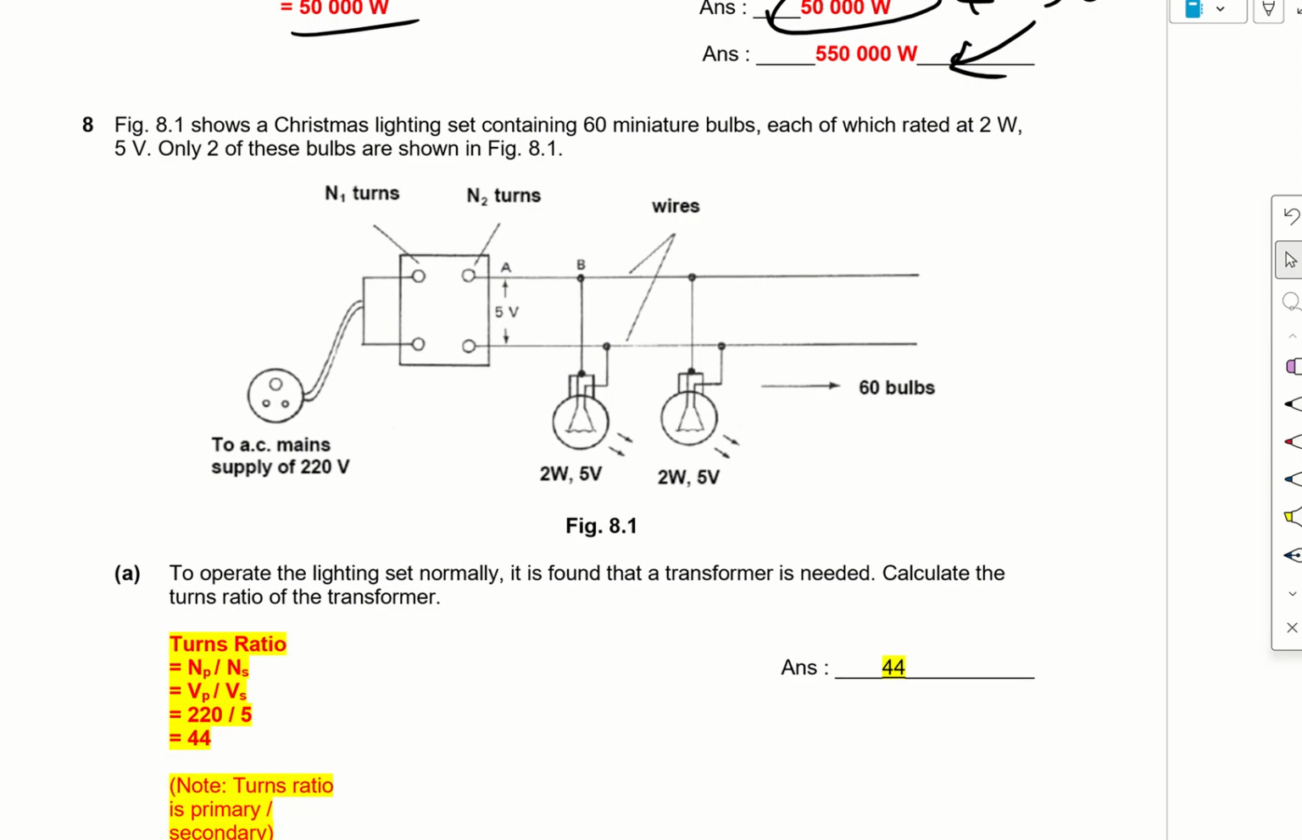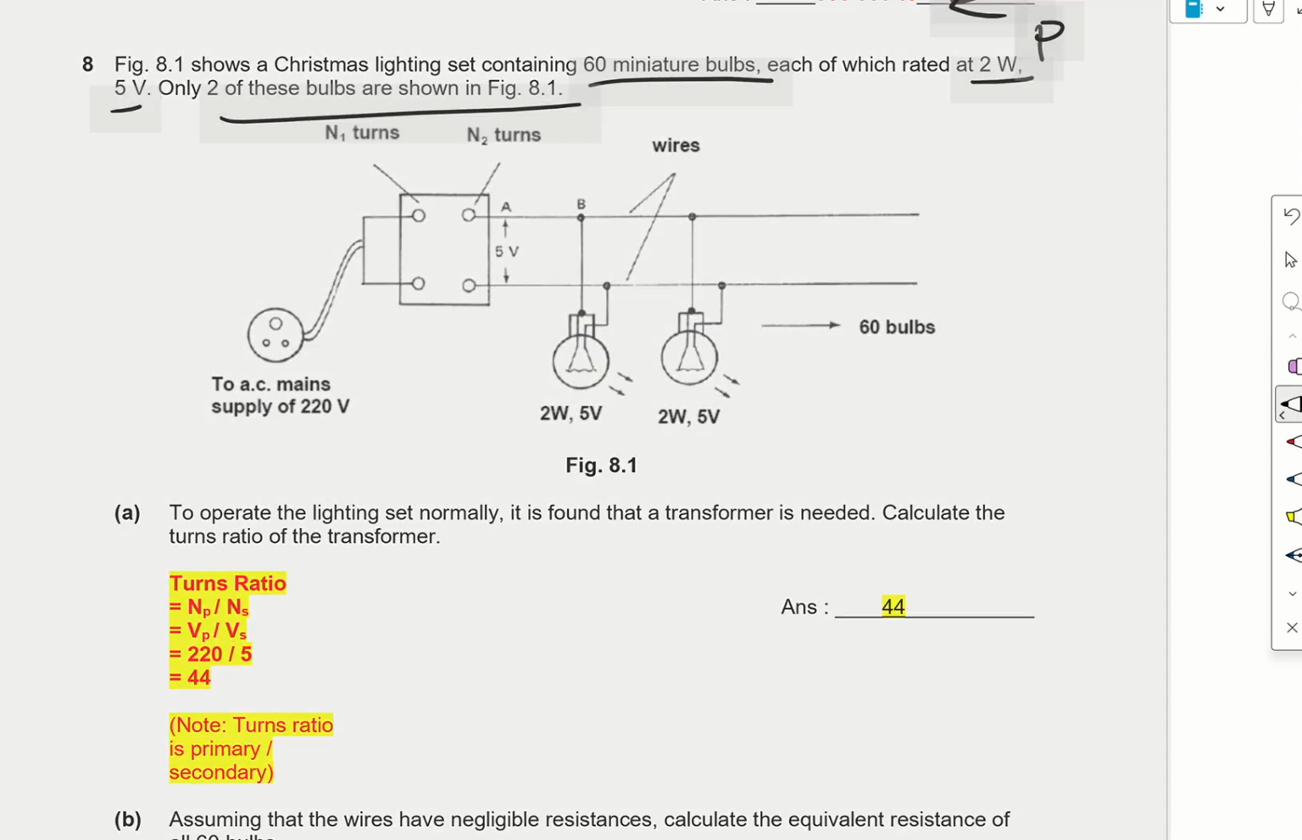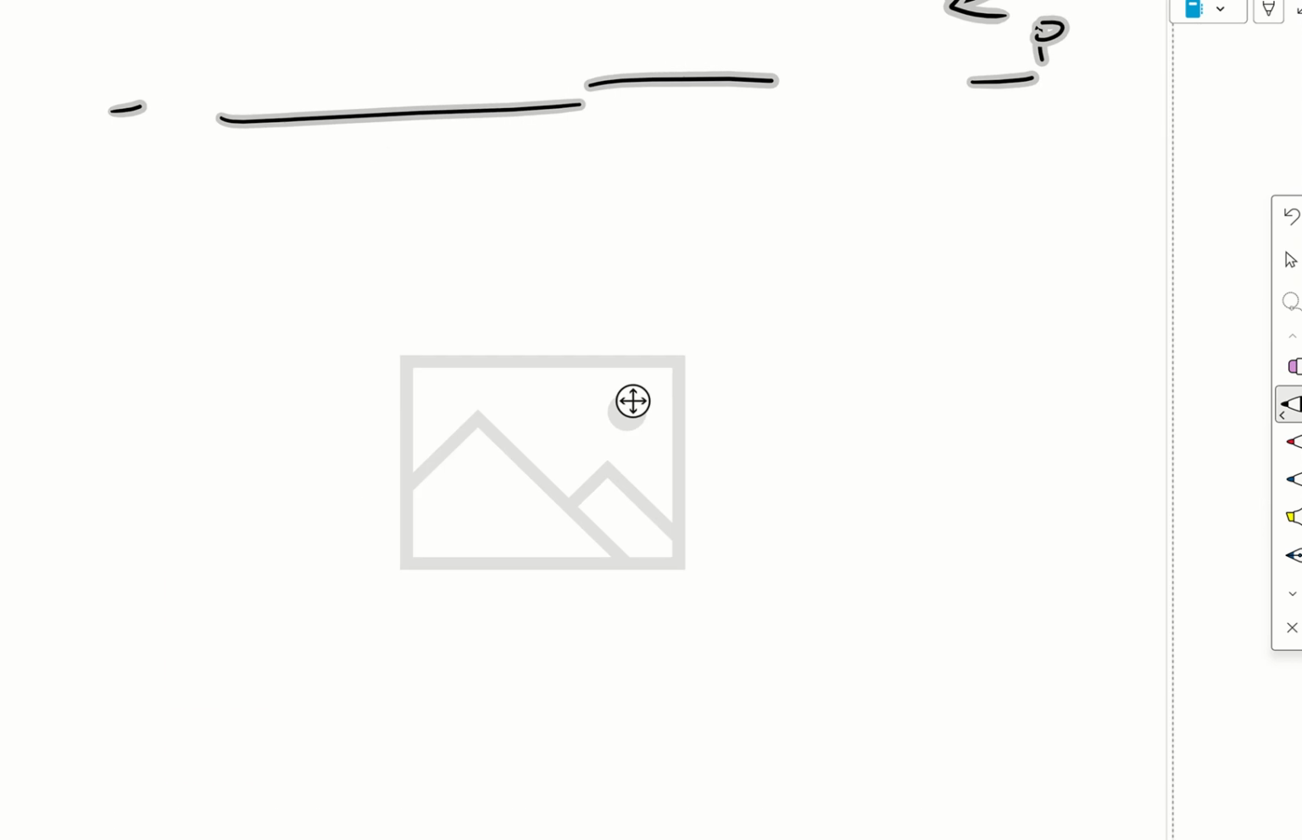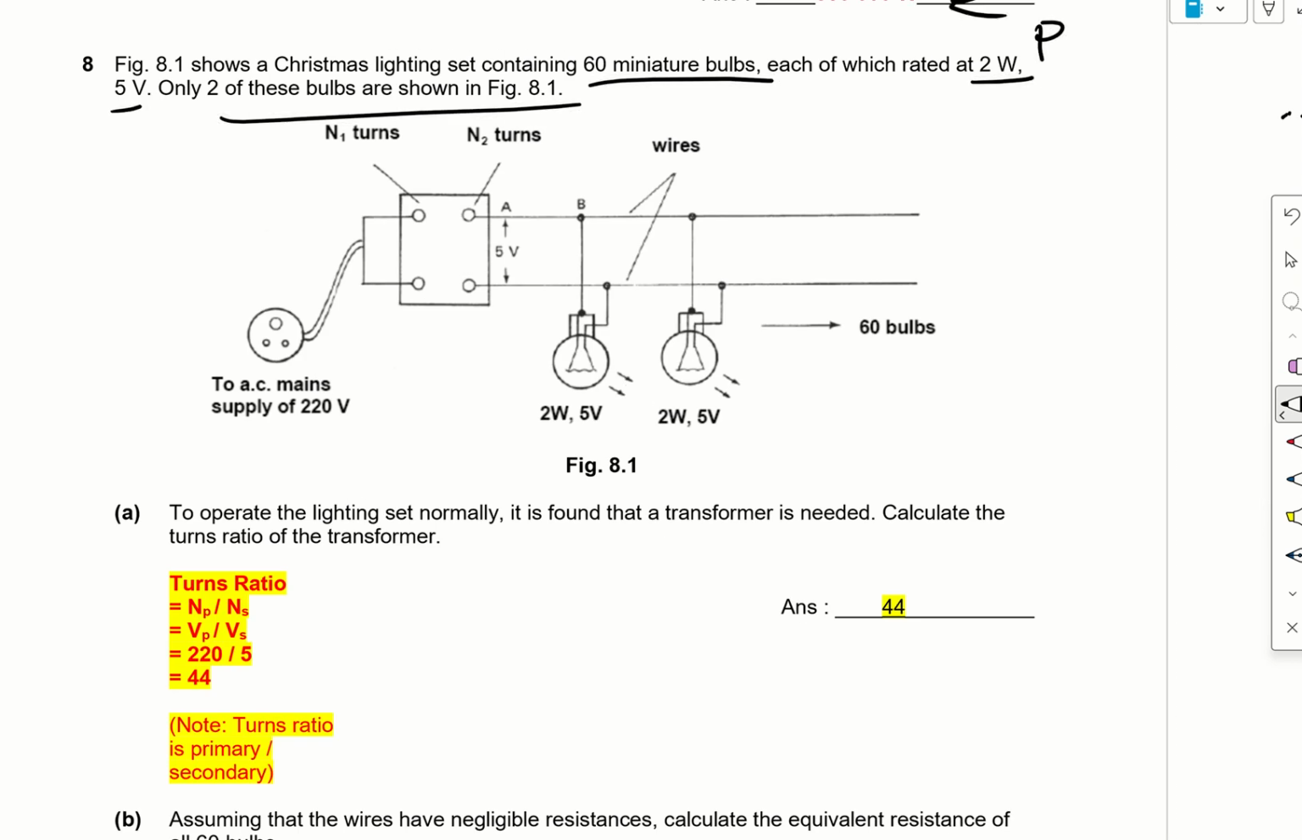Now, figure 8.1 shows a Christmas lighting containing 60 miniature bulbs, each rated at 2 watts, so this is the power of each, and 5 volts. Only 2 of these bulbs are shown. This is the main supply of 220 volts, and we know that this is a transformer. This is the primary side. In O level, the left hand side is always primary, the right hand side is secondary.